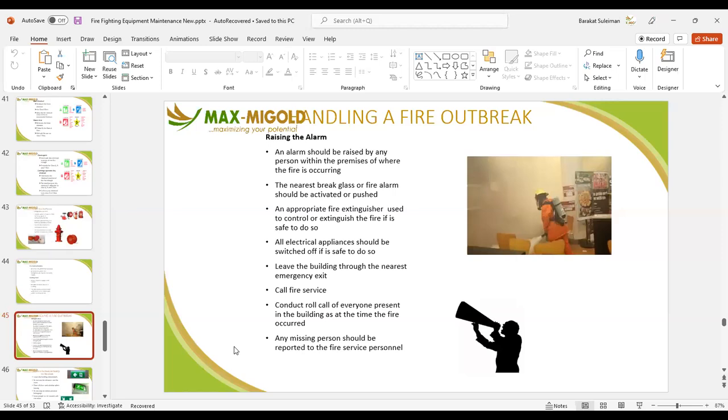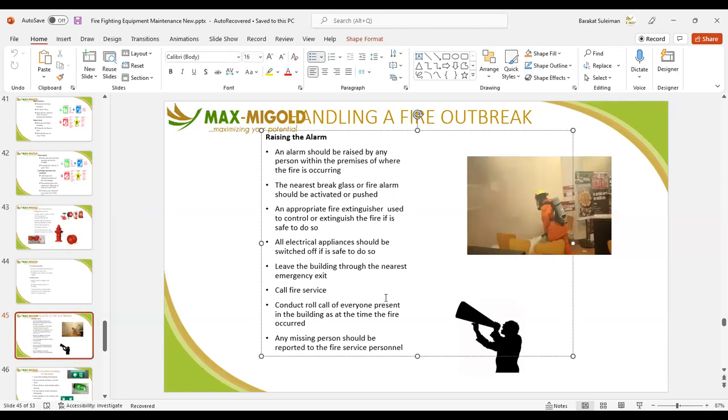Okay, so raising the alarm, you can actually use the call points on the wall, attached to the panel. There you see a red box, a small box by the wall. Use the call point, you can actually break the glass, and the alarm will sound. You can trigger the alarm from the panel, or you can just shout with your mouth. There is no hard and fast rule on how you need to raise an alarm. The good thing is that the alarm is raised and people are notified that there is fire. Please, that is very key for us.